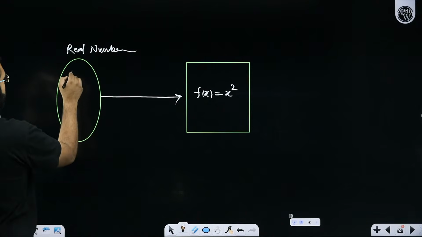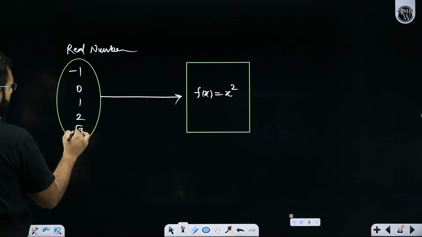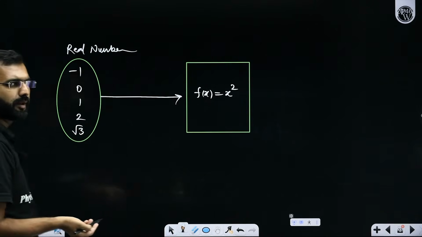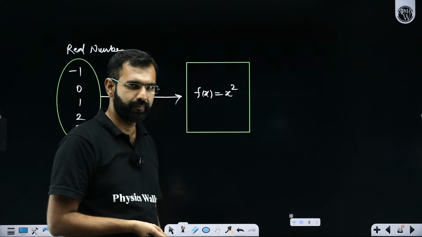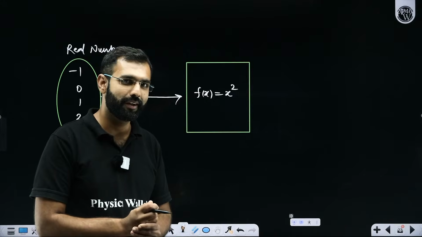I hope you're getting it. I can pass -1, I can pass 0, I can pass 1, I can pass 2, I can pass √3. I can pass any number. Will that be a problem? Of course not. Yes, Anamika, are you asking me to explain domain, range, and codomain, or are you explaining it?